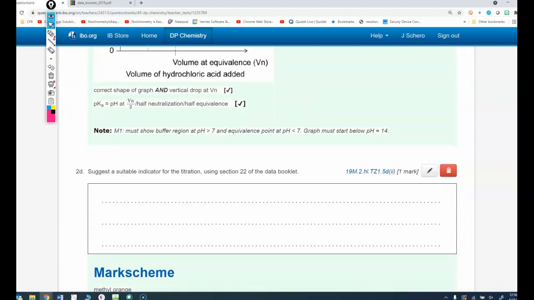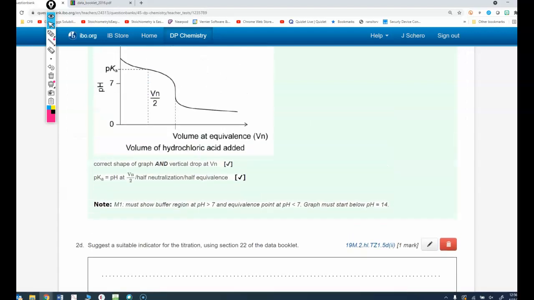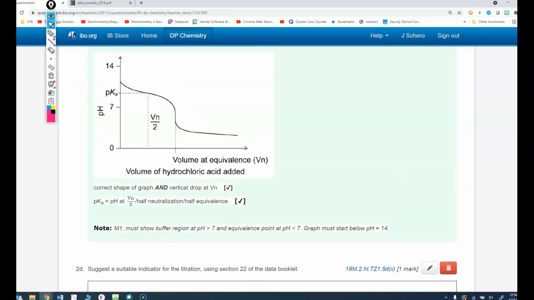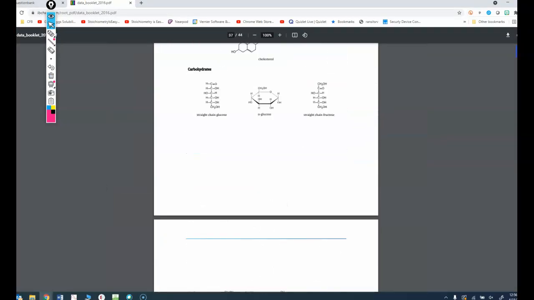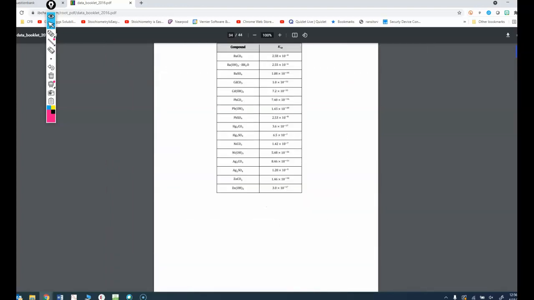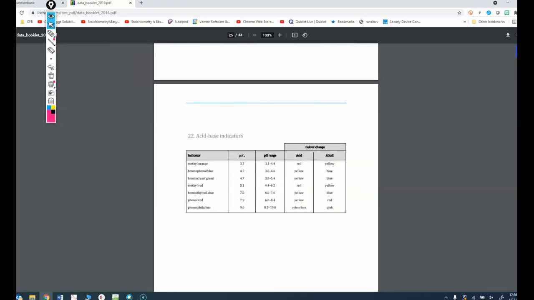All right, next one. Suggest a suitable indicator for the titration using section 22 of the data booklet. So if we are talking about a pH that has to be below 7, then we would want to go to the data booklet, and I'm trying to scroll back to section 22. I'm already at section 33. There we go, acid-base indicators, and I would want something below 7. So I would pick either methyl red, or bromcresol green, or bromthymol blue. I wouldn't want it too low because methyl orange would be down near where it starts getting into all acid territory. So I would pick one of those 3.